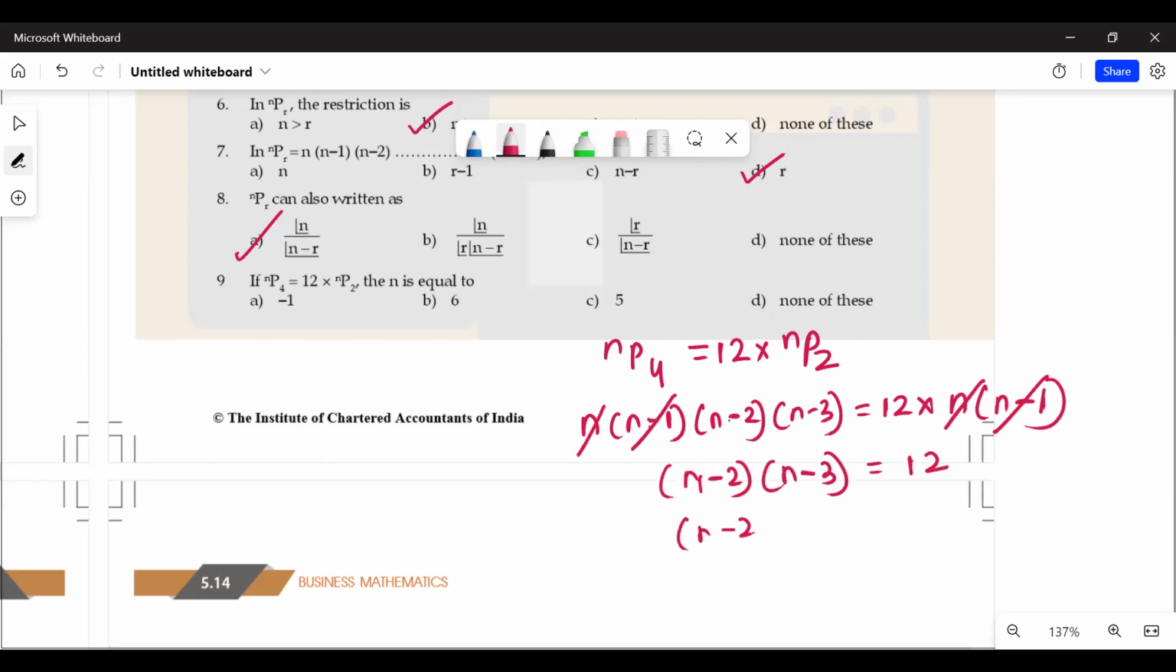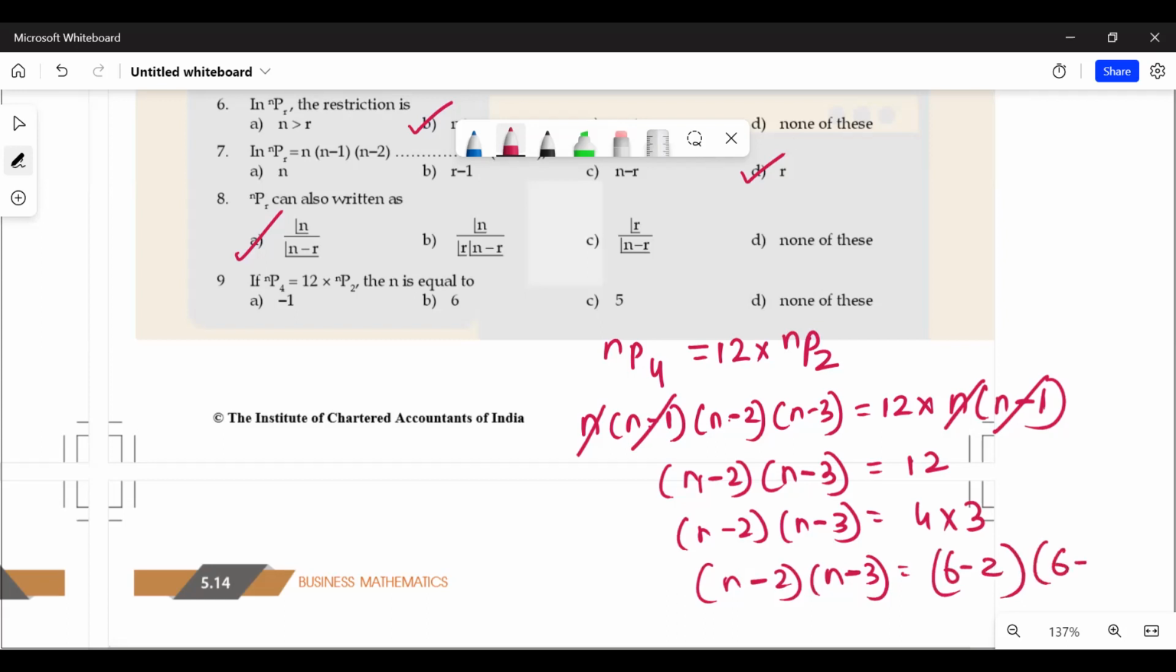This you can solve through quadratic equation. You can use options, 4 options are there. This you can write as 6 minus 2 into 6 minus 3, you can write as 4 into 3. If you know basic math, 4 I can write as 6 minus 2, 3 I can write as 6 minus 3. What is my n? My n is 6. You can solve it by quadratic equation, whatever you want. I don't want to use quadratic. If you want, I can do the same thing by using quadratic.